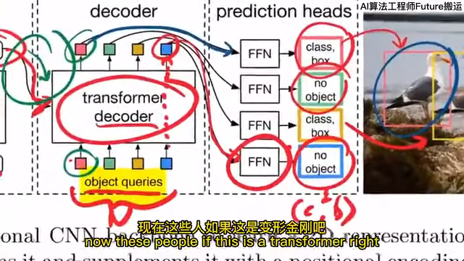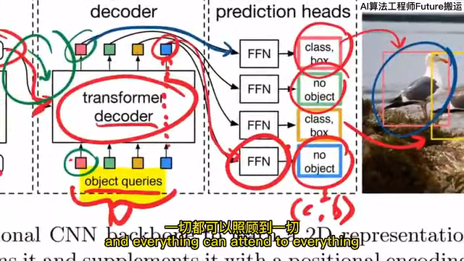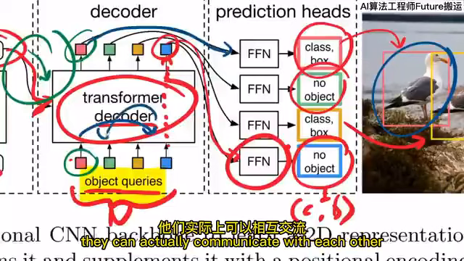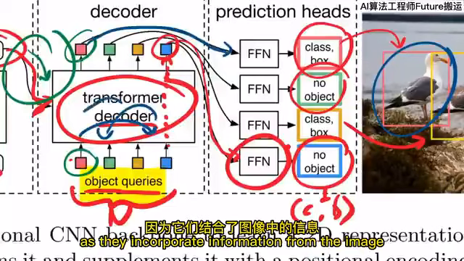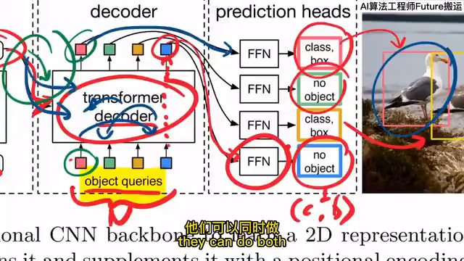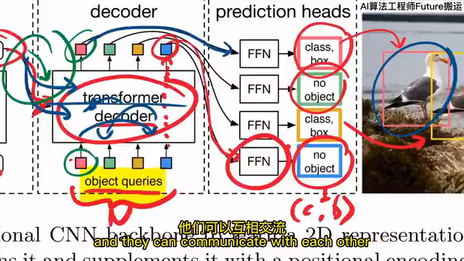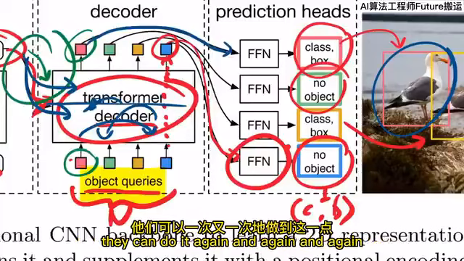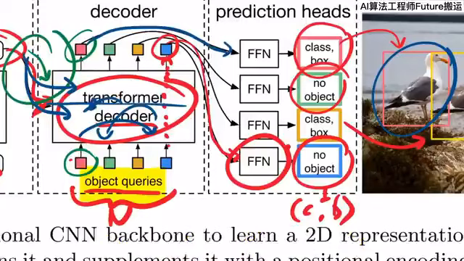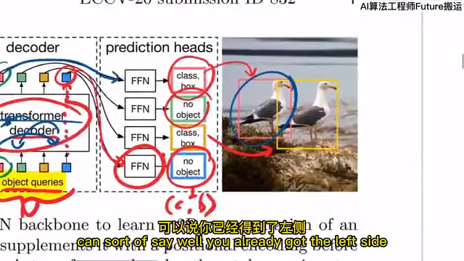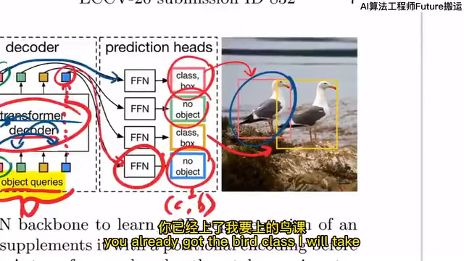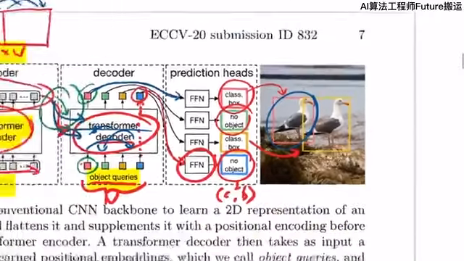Now these people, if this is a transformer, right, and everything can attend to everything, they can actually communicate with each other as they incorporate information from the image. So in each layer, they can do both. They can incorporate information from the image and they can communicate with each other. And then in the next layer, they can do it again and again and again. And thereby, they can sort of say, well, you already got the left side, I will take the right side. You already got the bird class, I will take the elephant class, and so on.